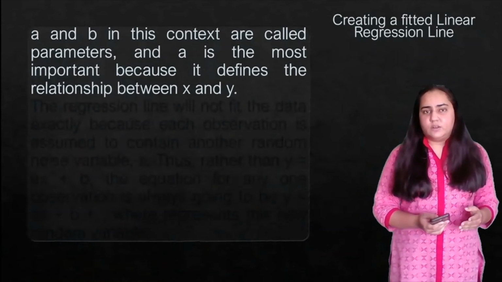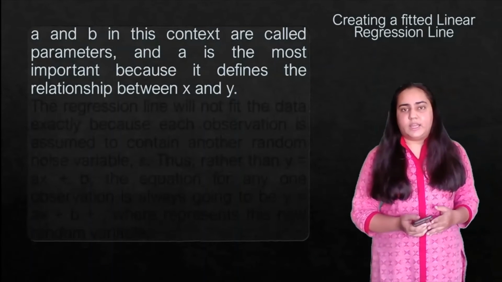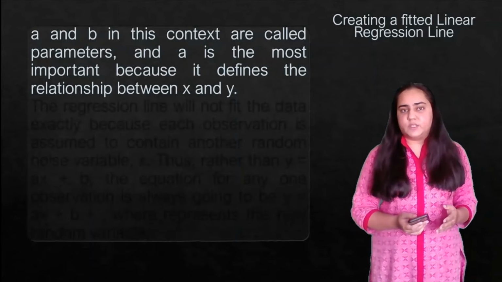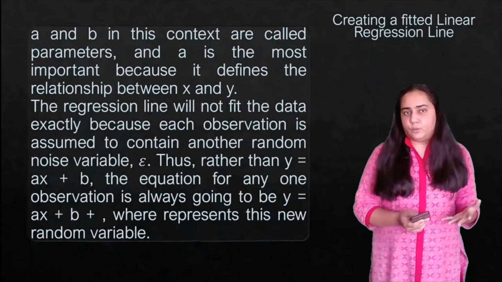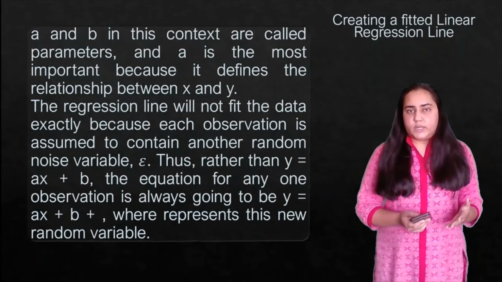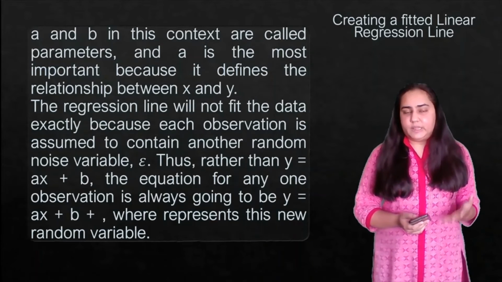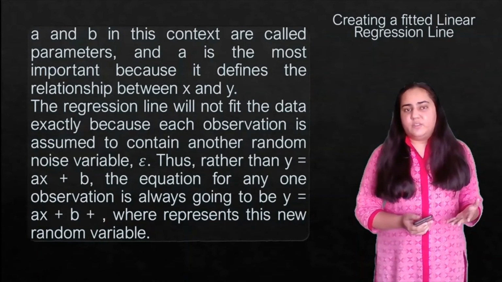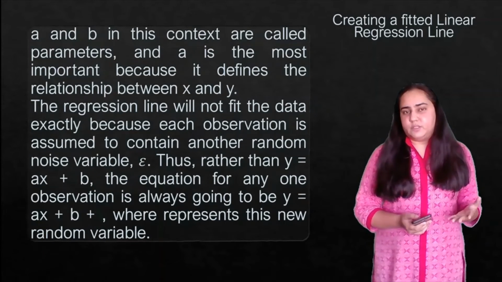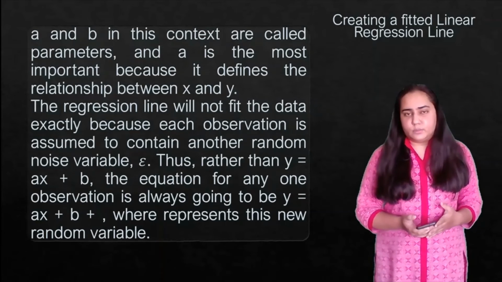Now, A and B in this context are called parameters, and A is the most important one because it defines the relationship between X and Y. Remember, it's the slope. And the regression line will not fit the data exactly, like I said, because each observation is assumed to contain another random noise variable, denoted by epsilon, a Greek symbol.